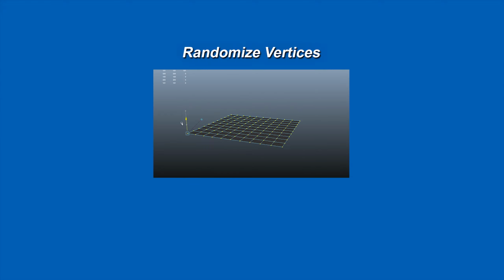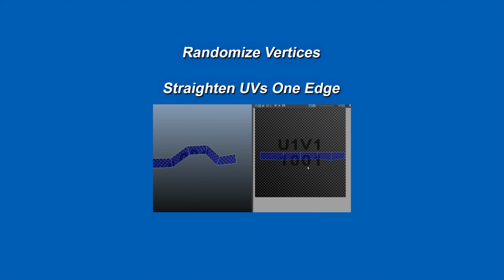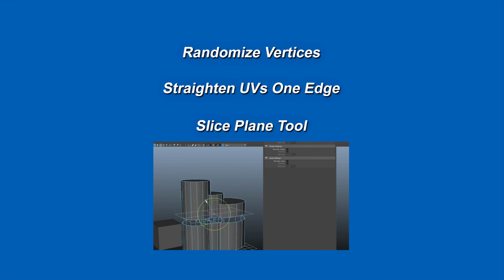So today we're going to look at randomize vertex position using the transform component tool, straighten UVs using a single border edge, and how to use the hidden slice plane for perfectly aligned slices. So let's get into it.